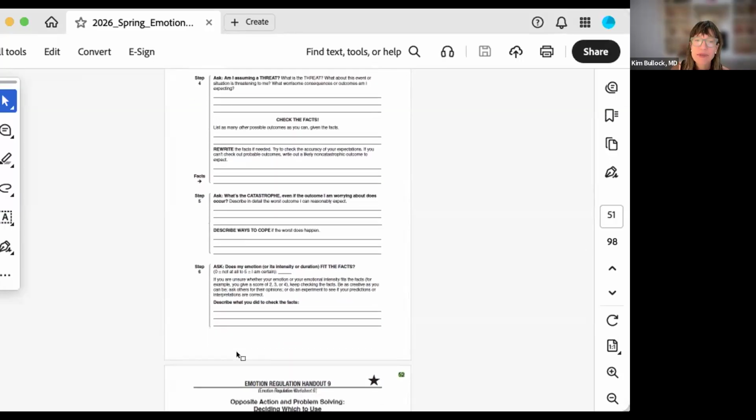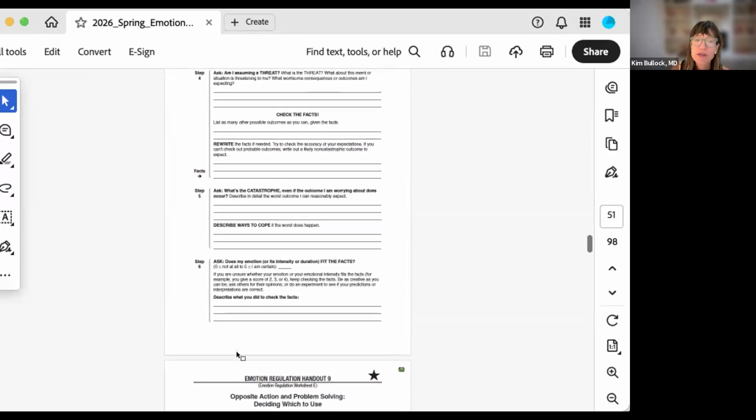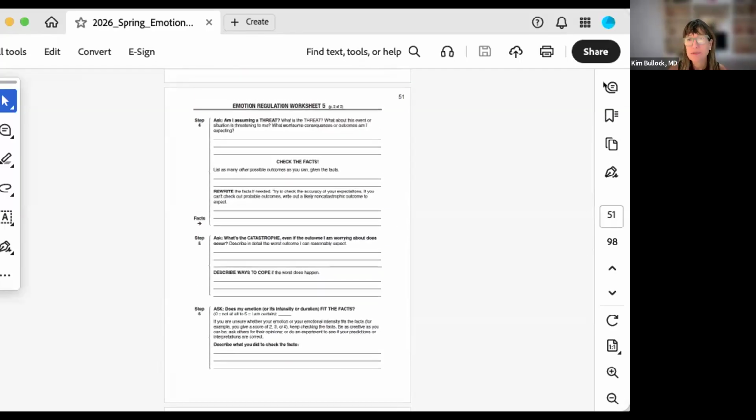And so next week we will do opposite action and problem solving. All right, good luck with checking the facts.